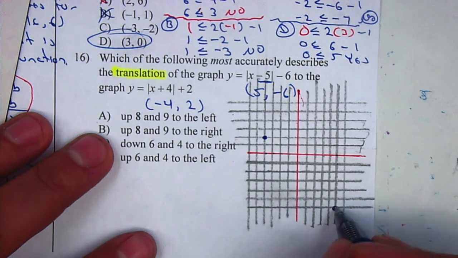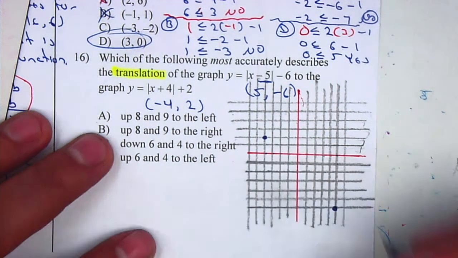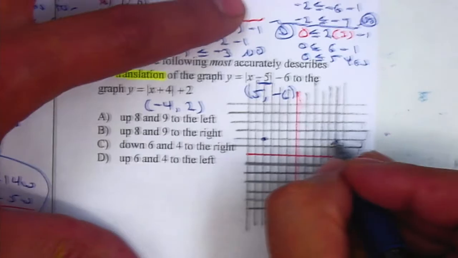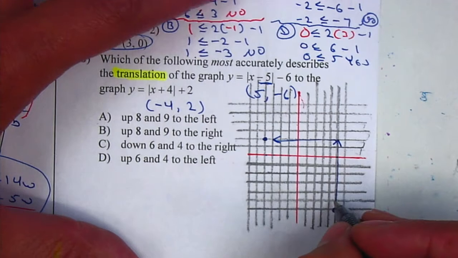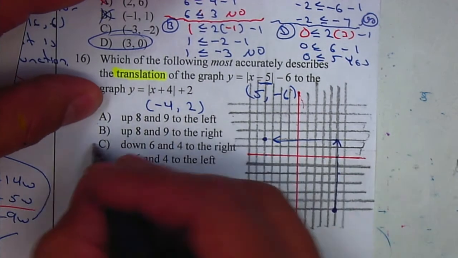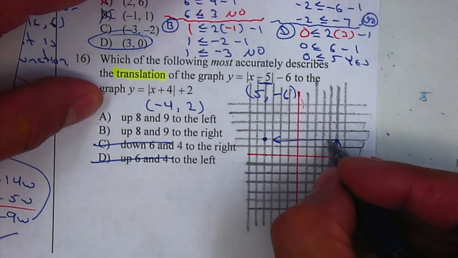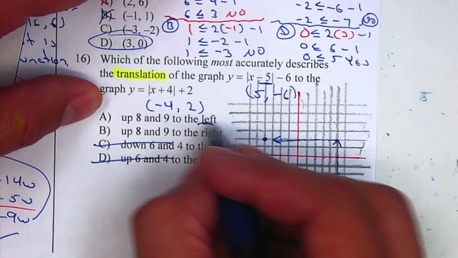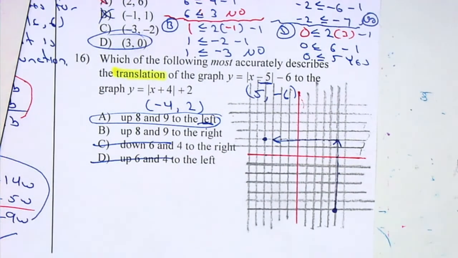We're looking at the movement from the first one to the second one. That means I'm going to go up and to the left. 1, 2, 3, 4, 5, 6, 7, 8. So up 8. And to the left, 1, 2, 3, 4, 5, 6, 7, 8, 9. Left. So your answer will be A.